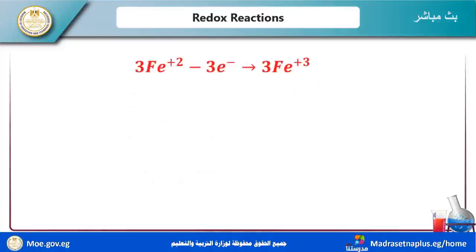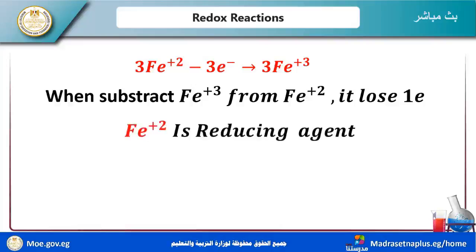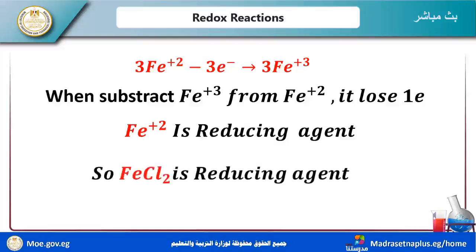Now we take the other one, Fe plus 2 converted to Fe plus 3. You subtract plus 3 from plus 2, equal to negative 1. This is an oxidation process. When subtracting Fe plus 3 from Fe plus 2, it loses 1 electron. So Fe plus 2 is the reducing agent, because it is oxidized in this reaction. So FeCl2 is the reducing agent.